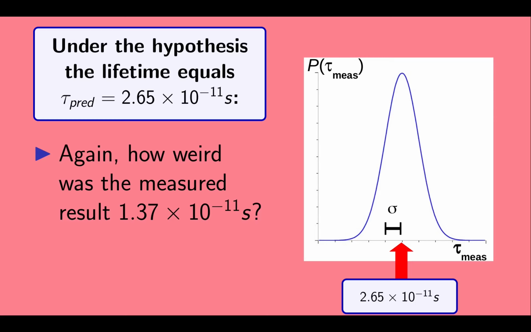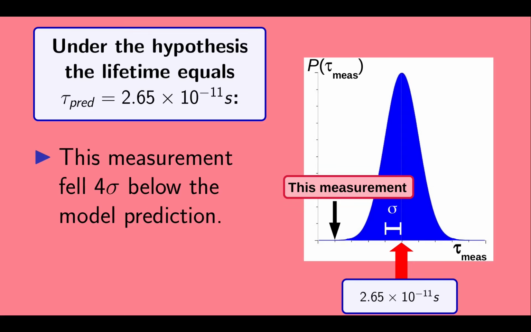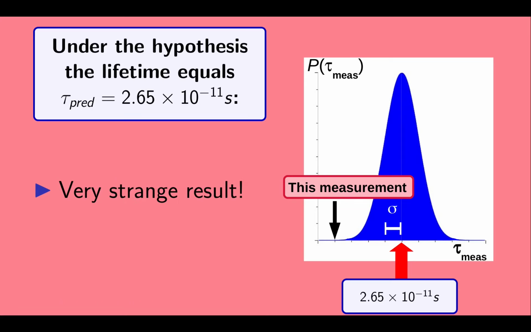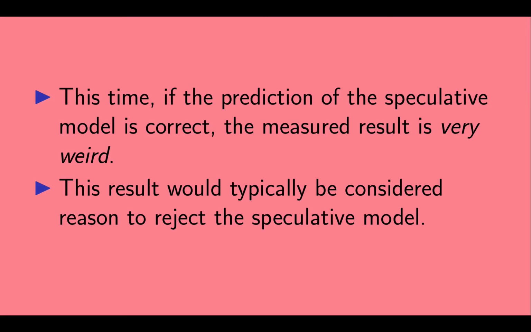So how weird was the measured result under this hypothesis? It came out 4 sigma under the predicted value. If the prediction is true, the measured result would fall more than 4 sigma away from the prediction in about 1 out of 16,000 measurements. So if the hypothesis is true, then this is a very strange result. This time, if the prediction of the speculative model is correct, the measured result is very weird. This result would typically be considered reason to reject the speculative model.